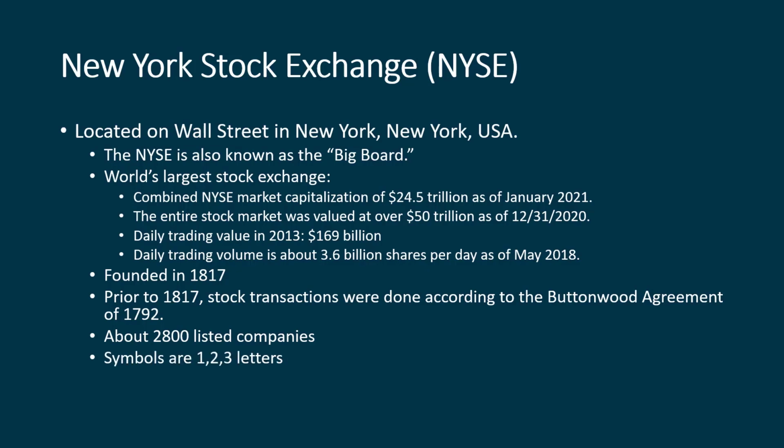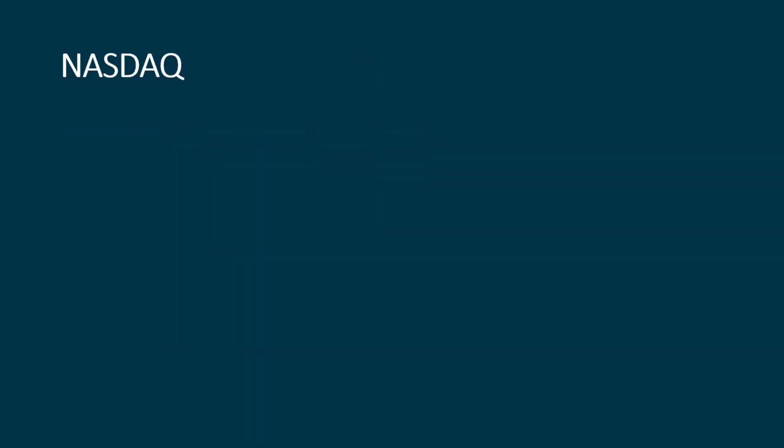And their symbols are usually 1, 2, and 3 letters. Like the symbol T is for AT&T. I bet you'll never guess the symbol for IBM. Yep, it's IBM. So typically, if you're looking at a stock symbol and it's 1, 2, or 3 letters, that's an NYSE stock. Famous companies on the NYSE include General Electric, or GE, which used to be the longest founding member of the Dow Jones Industrial Average, but it was recently taken out. Also Boeing, or BA.